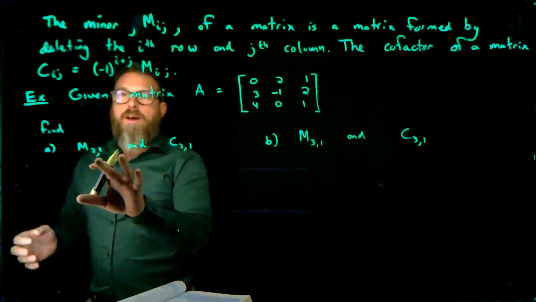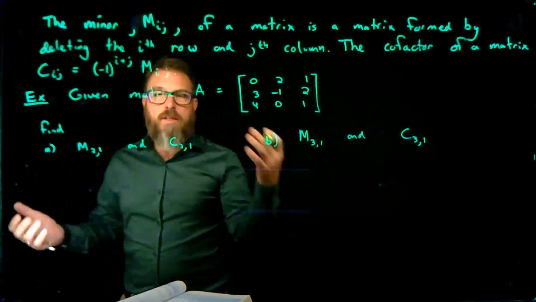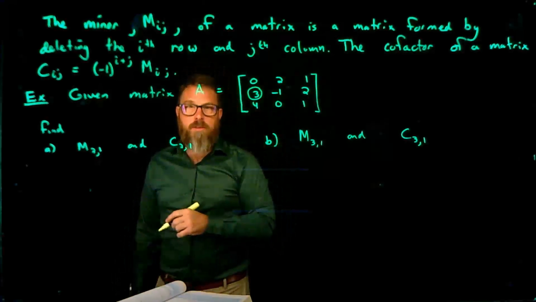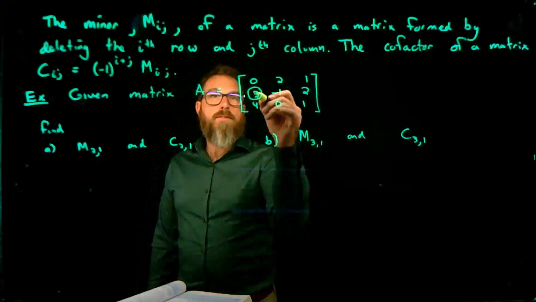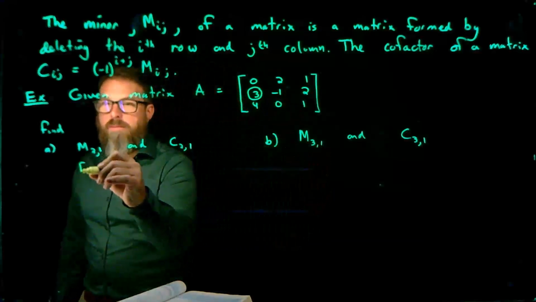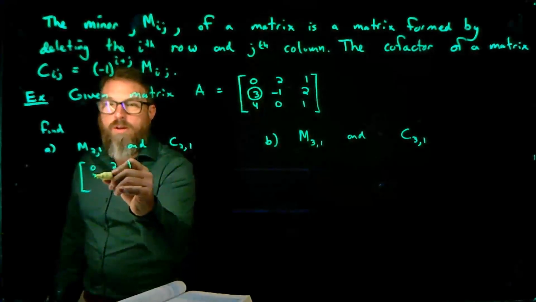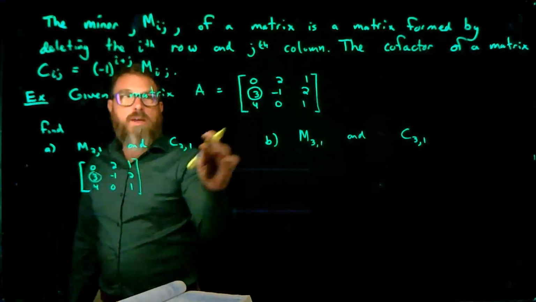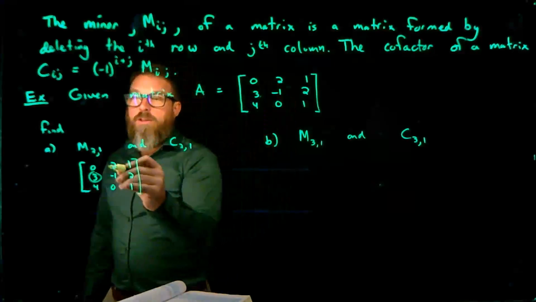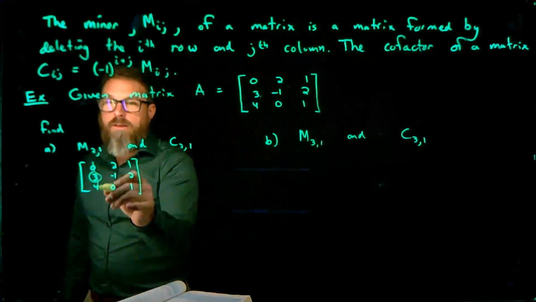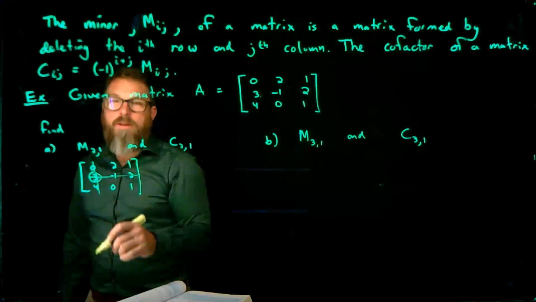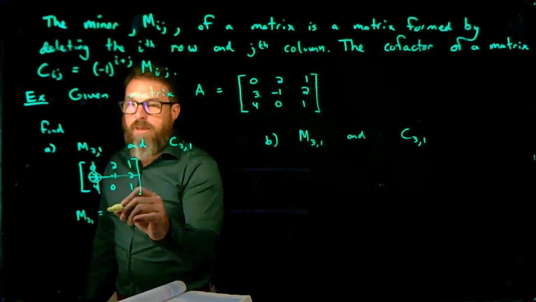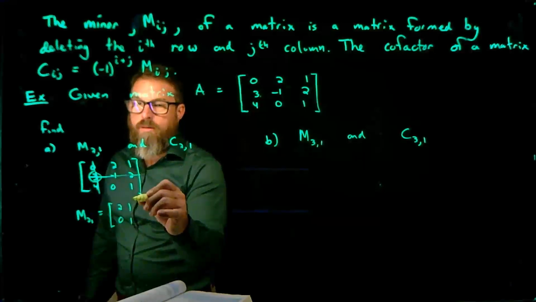So if I want to find the minor 2,1, I'm asking for the second row, first column. So I'm asking for the minor of that location right there. What we're going to have to do is delete that row and also that column. So let me make sure we can see what's going on here: 2, 1, 3, negative 1, 2, 4, 0, 1. I want to find the minor of this location here, so I'm going to delete its row and also its column. Then the minor is the matrix that's left over. So M21 is going to be equal to 2, 1, 0, 1.